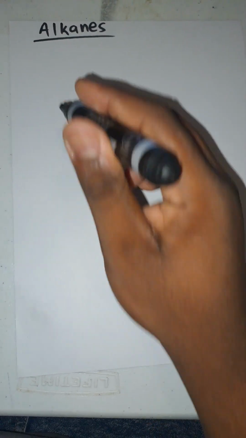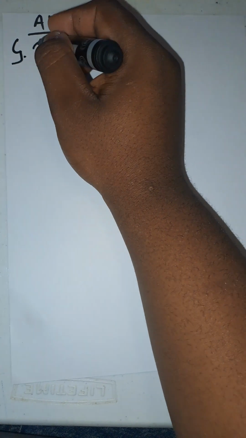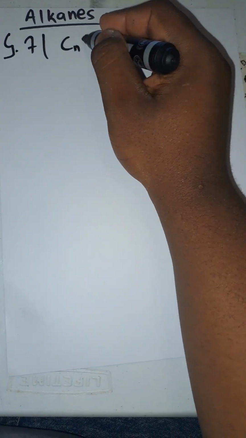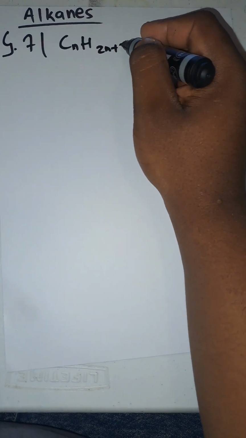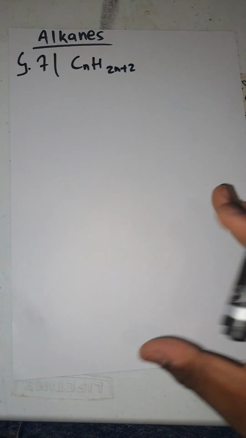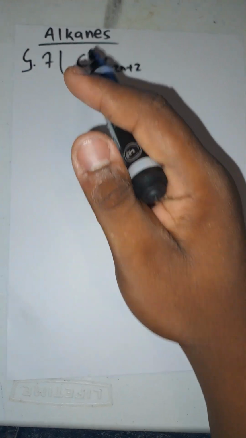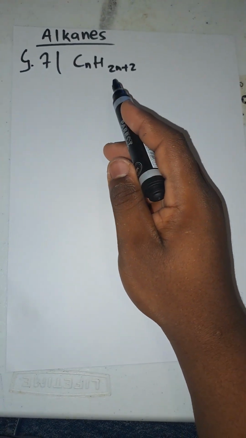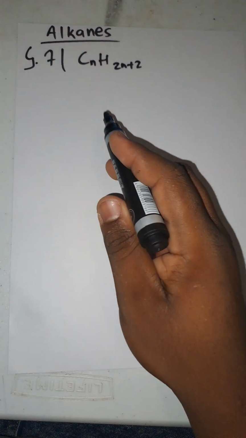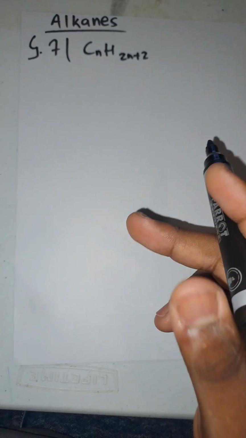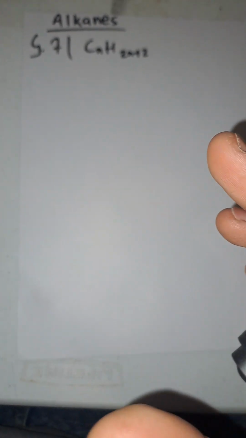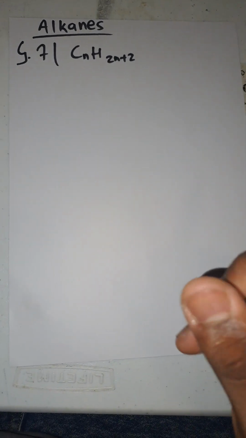What is its general formula? The general formula for the alkane is CnH2n+2. So you must know the general formula for all your homologous series. So the general formula for alkanes is what? CnH2n+2. Okay, so now let's continue. We are going to go to naming our alkanes, the different alkanes that we have, using the stem names. Remember, in the previous video I showed you about the stem names.